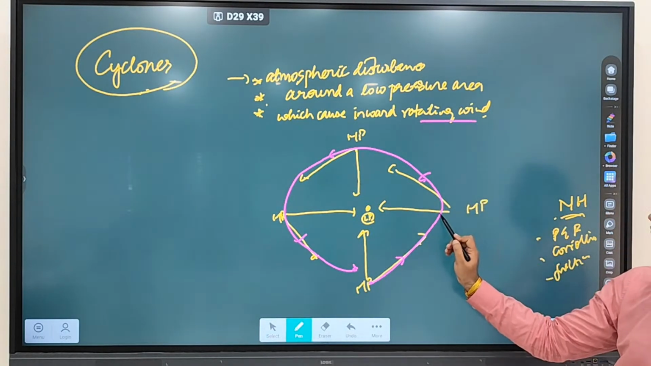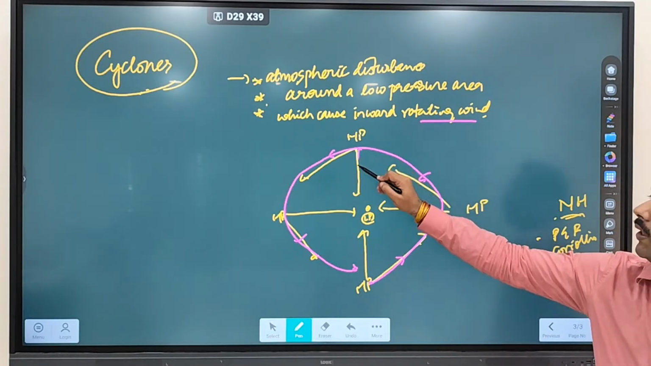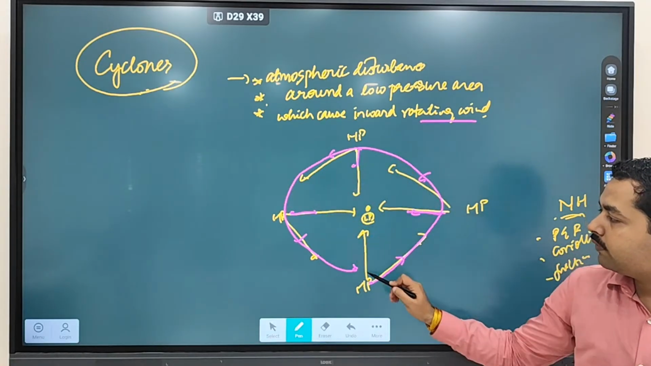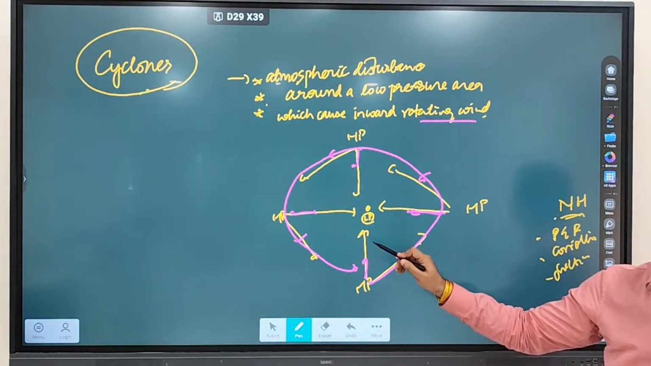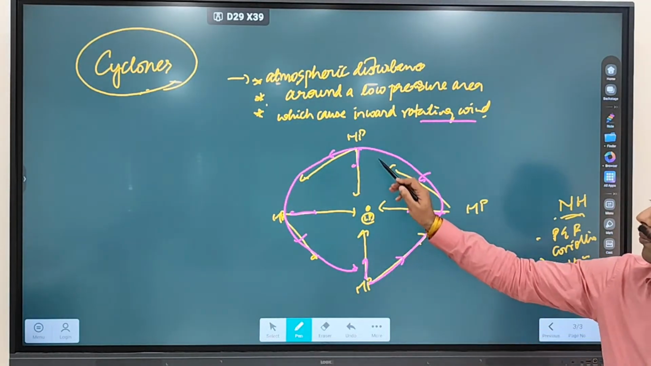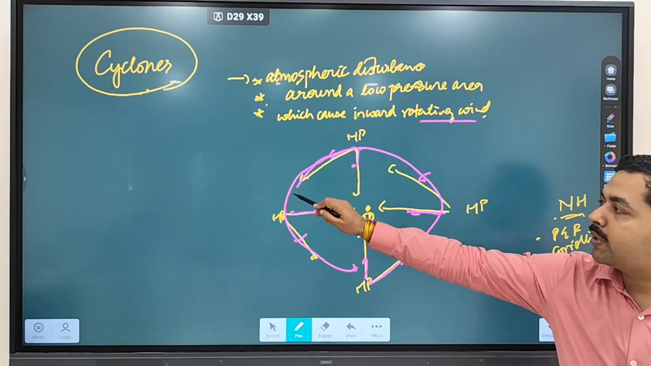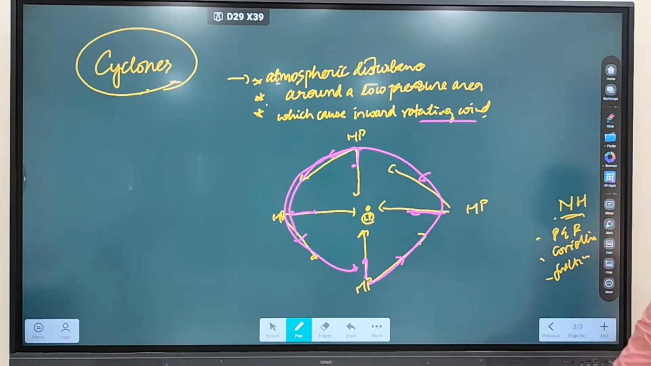And this is what we call an inward rotating wind. This is inward wind which is coming towards low pressure, but it is not exactly reaching the low pressure, rather rotating around this particular low pressure. Clear? That's why we have written inward rotating wind. Any doubt regarding this one?